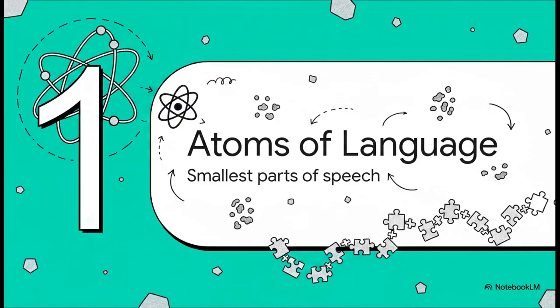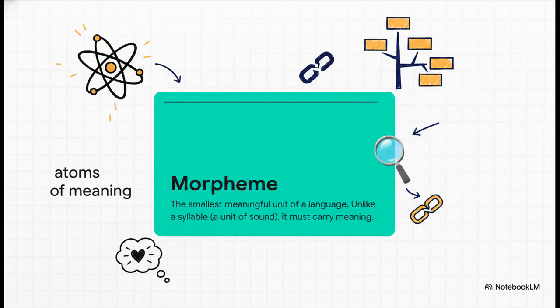All right, first up, the atoms of language. We're about to break our words down to their absolute smallest, most fundamental pieces of meaning. And here it is, the star of our show, the morpheme. Now, the official definition is the smallest meaningful unit of a language, and that word meaningful is absolutely crucial. This isn't about syllables, those are just units of sound. A morpheme has to carry some kind of meaning, even if it's just a little piece of grammar. It's the true atom of meaning.